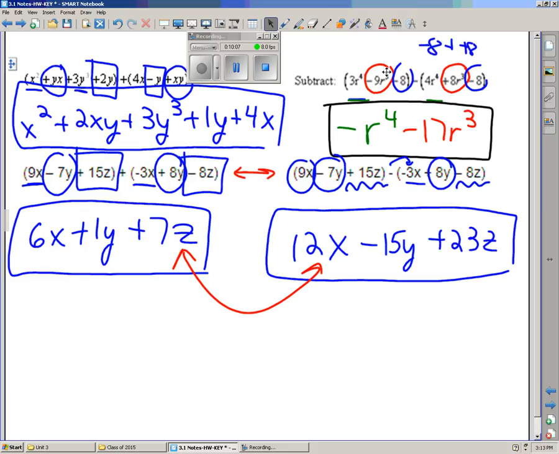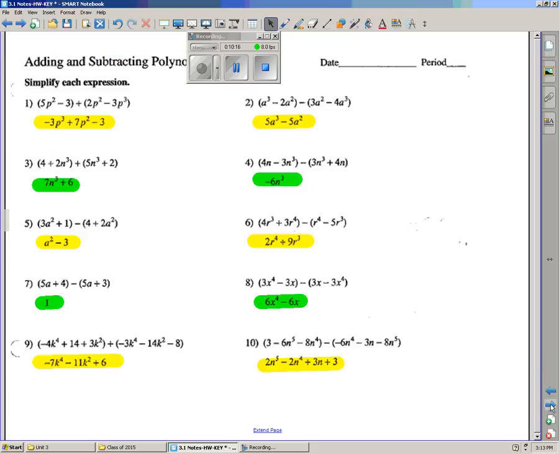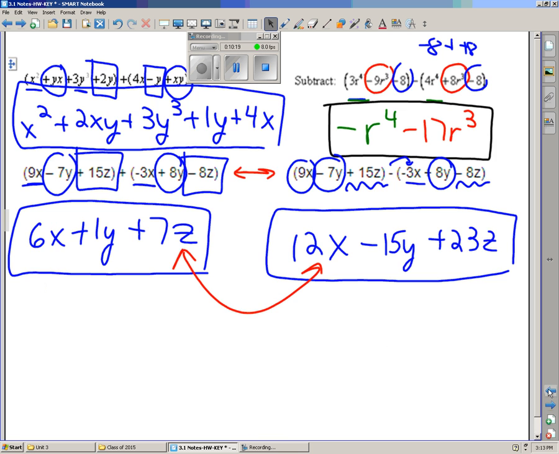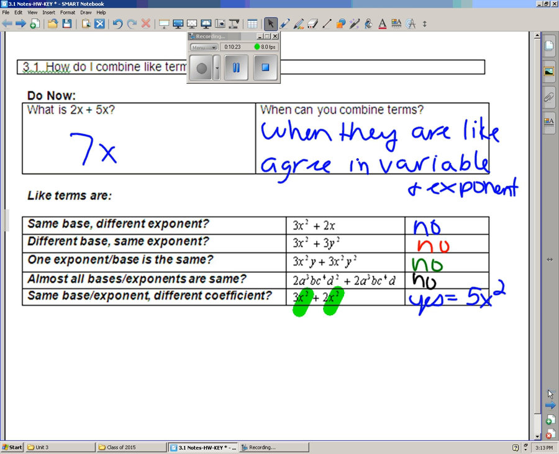There's a few more examples that are coming up next. At this point, I'm going to stop. You can feel free to look at some of those examples or go straight to your homework. Okay, so again, you're combining like terms. You can only combine terms that agree in variable and base, and that should be it. So good luck with the homework.